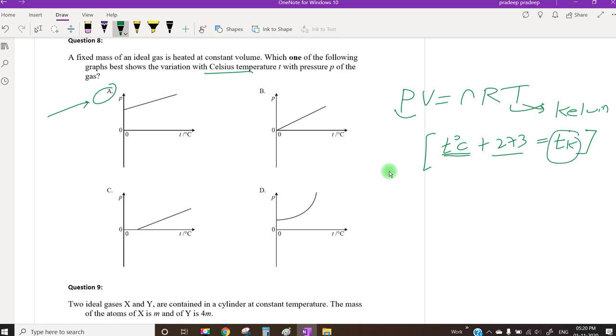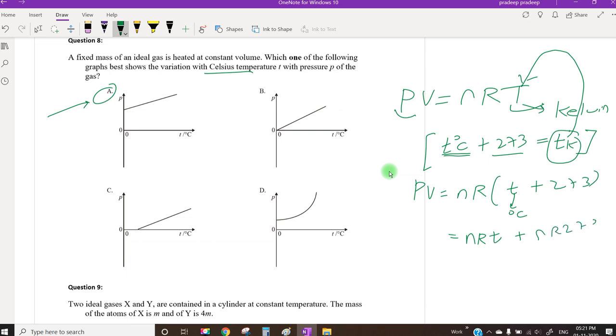Okay, so basically now take this T_K, or temperature in Kelvin, and put it into this. So the same ideal gas equation can be written like nR. In place of capital T, I will write T, which is in degrees Celsius, plus 273. Now if I expand this, I'll get nRT plus nR into 273. Right? So this is PV, correct? Now the question is, we are heating the gas at constant volume. This is given to you, so we can very well eliminate this.